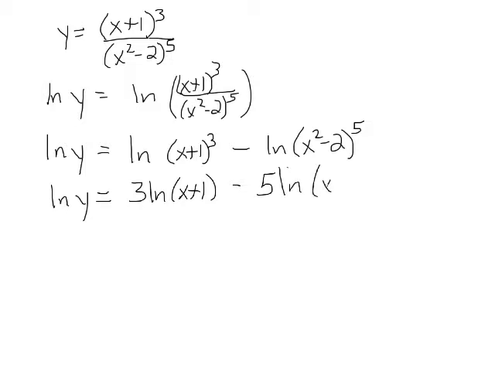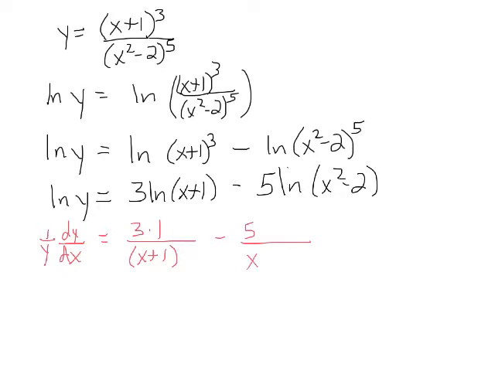Ln of x squared minus 2. The next step tells us to take implicit differentiation of both sides. So the implicit differentiation of the left. For the right, we get 1 over x plus 1 times 1. And then for the next one, we get 1 over x squared minus 2 times 2x.